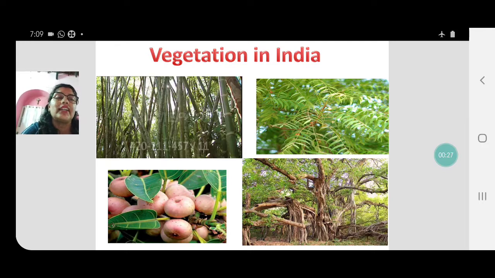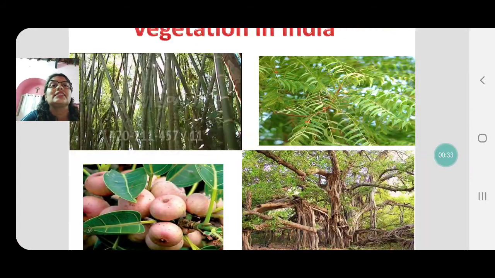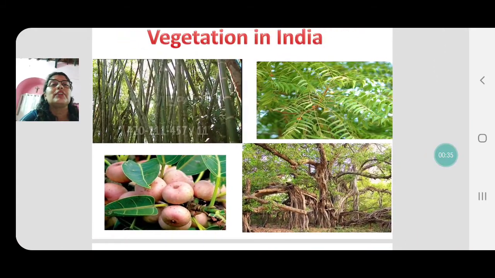Can you identify some of these species of trees that are shown here in the picture? Yes, it's quite simple. The first one is the bamboo tree. The second one is seen all over, neem trees. The third one, is it a fig tree? No, it's from the family of the fig trees, but it is a peepal tree, the fruit of a peepal tree. And the last one is the banyan tree.